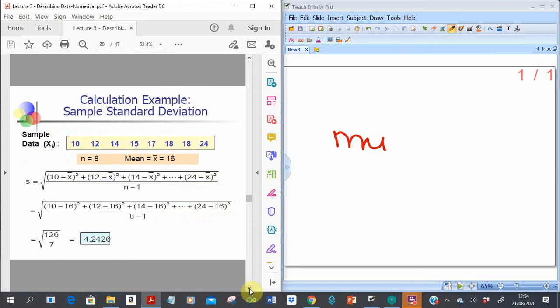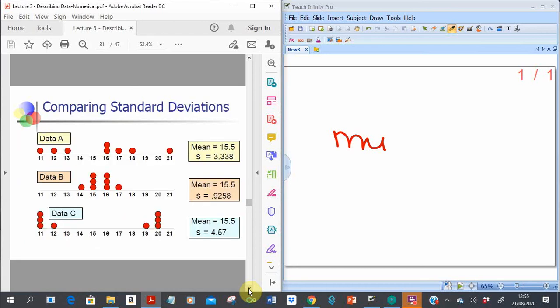Okay, so we have an example there. We have that data set. The mean is 16, n is 8. So how do we get the standard deviation? Remember, it's the square root of each value minus the mean, so you get those differences, minus the mean squared, divided by n minus 1. And you find 4.2246 as our answer.